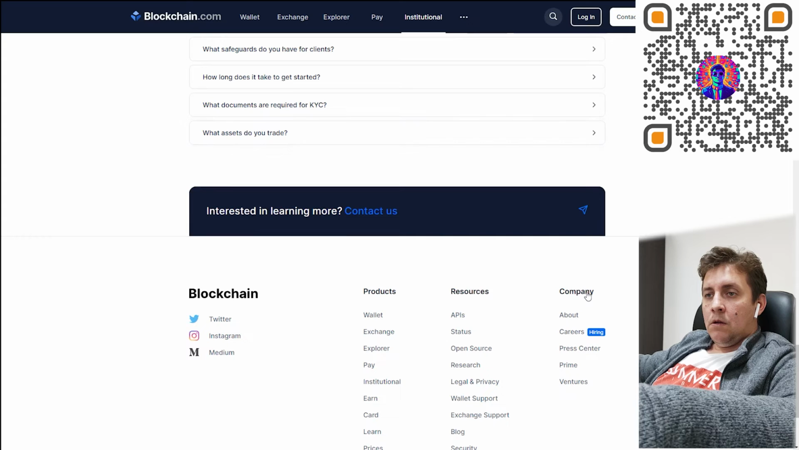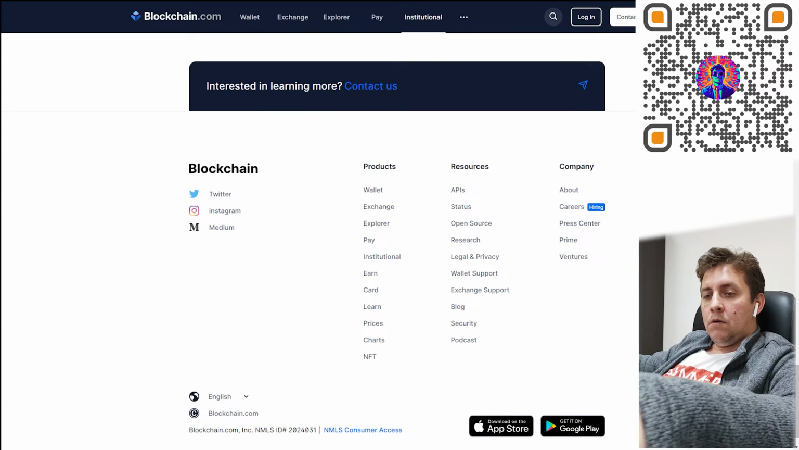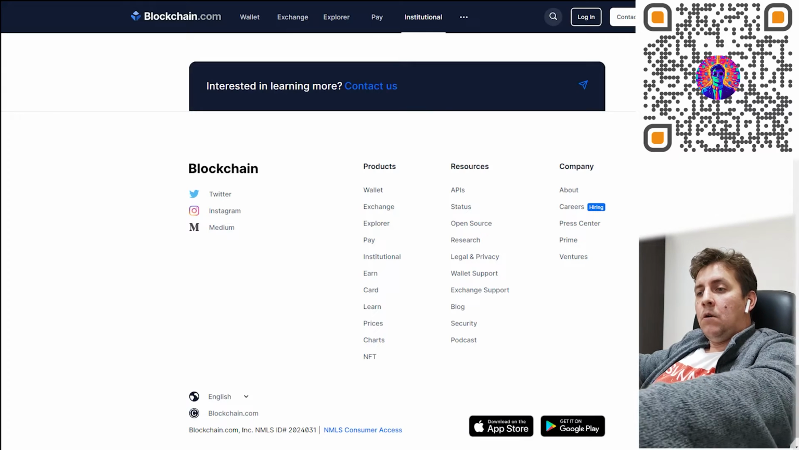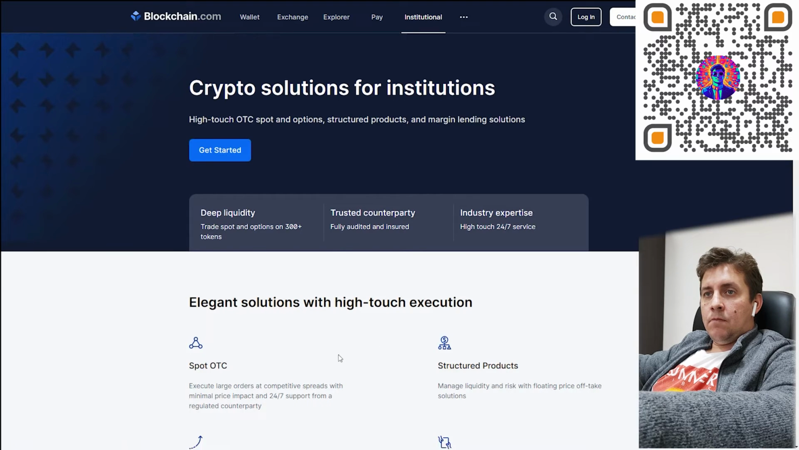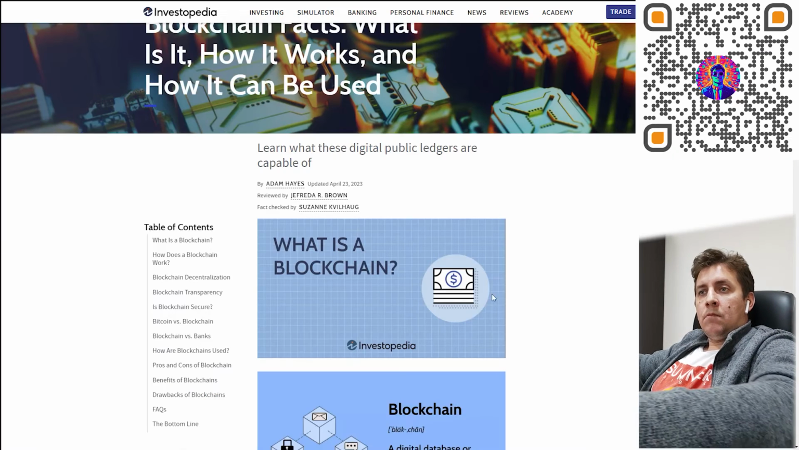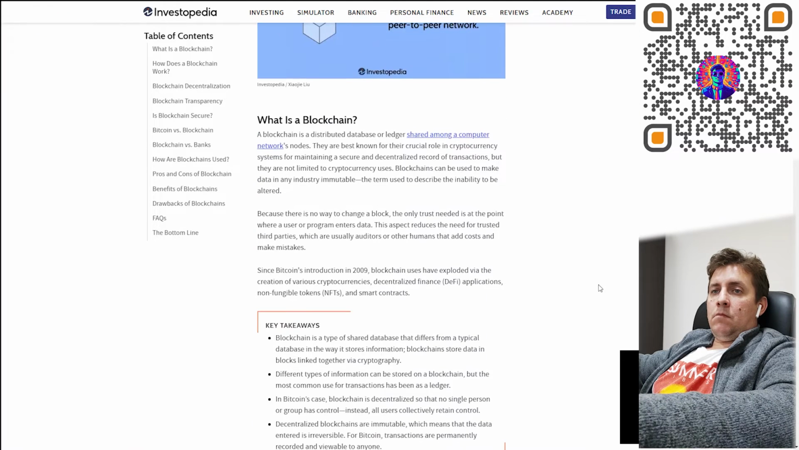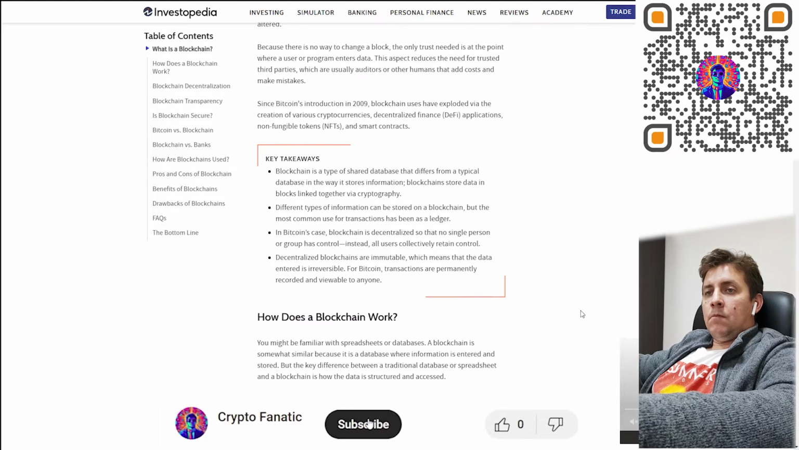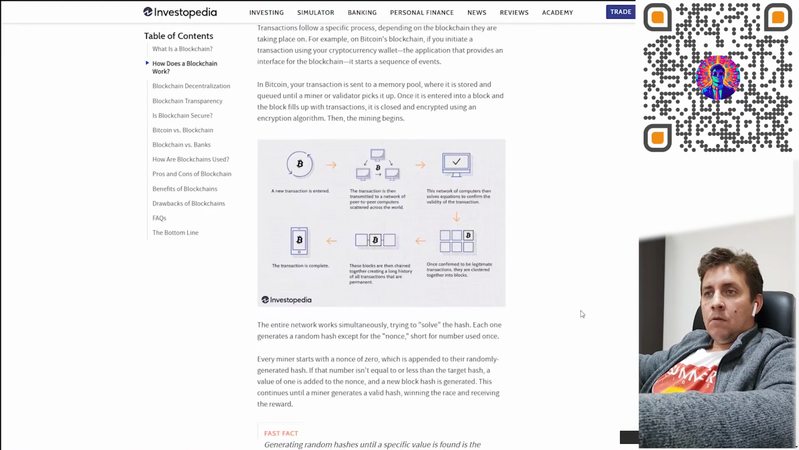Supply chain and identity management. Blockchain is transforming supply chain management by enhancing transparency and traceability. Companies can track the journey of products from manufacturing to delivery, reducing fraud and ensuring authenticity. Moreover, blockchain offers secure identity management, reducing the risk of identity theft.